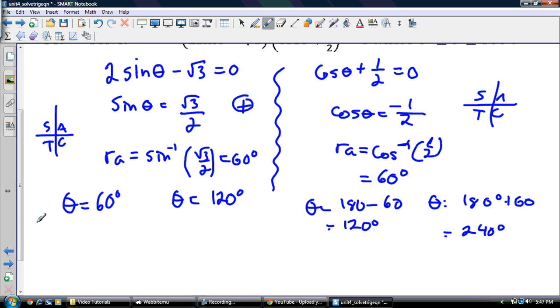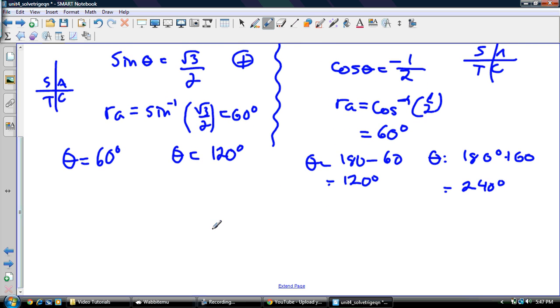Alright, so now I'll collect all my thetas and present my solution. So theta could be 60, 120 (I don't need to list 120 again), those two solutions, and 240. Okay, so those are my possible thetas.